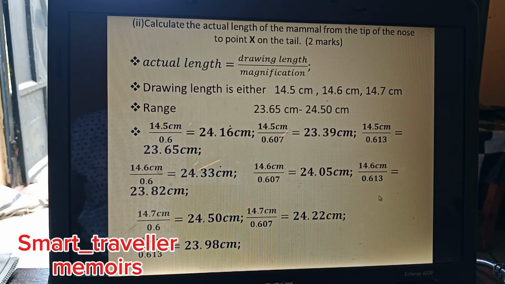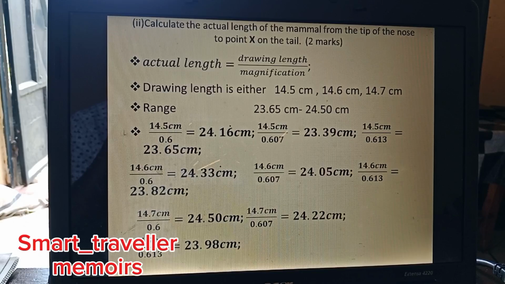Calculate the actual length of the mammal from the tip of the nose to point X on the tail. Actual length is drawing length over magnification. You have already calculated the magnification by using the scissors as your reference. And the drawing length is either 14.5 or 14.6 or 14.7, depending on how accurate you are.